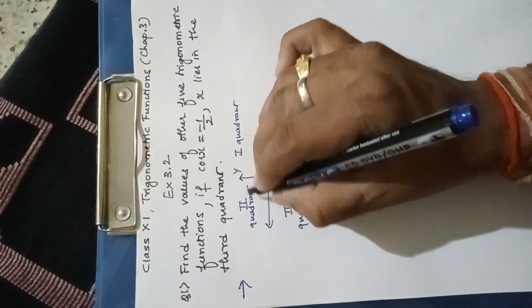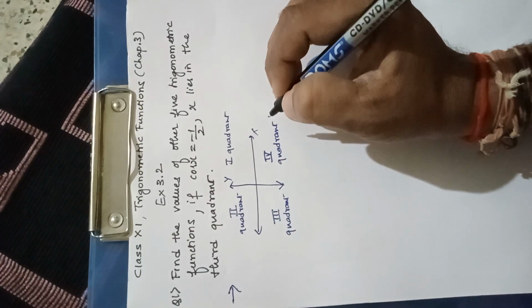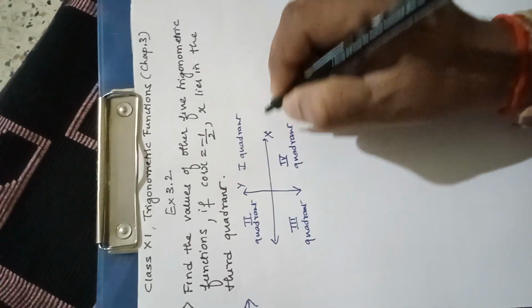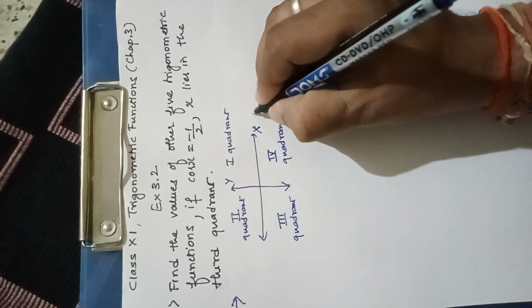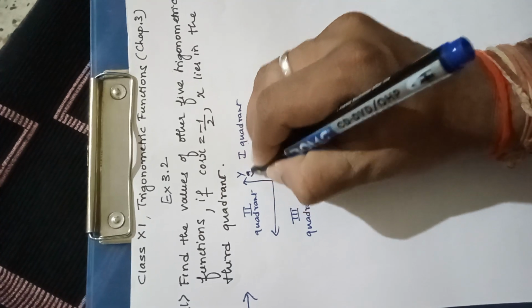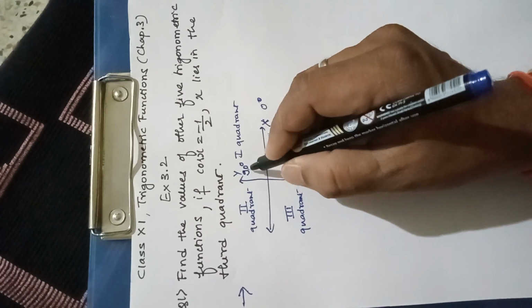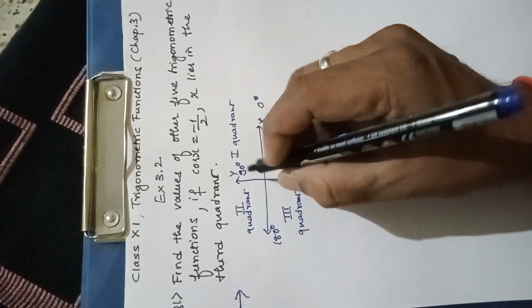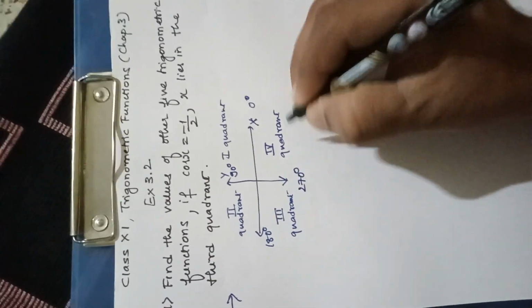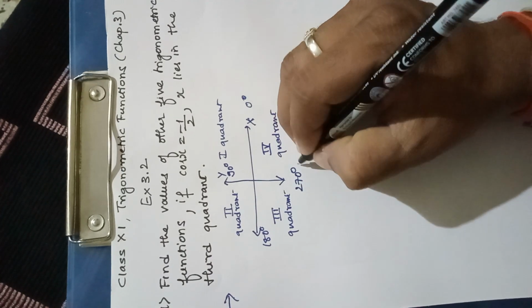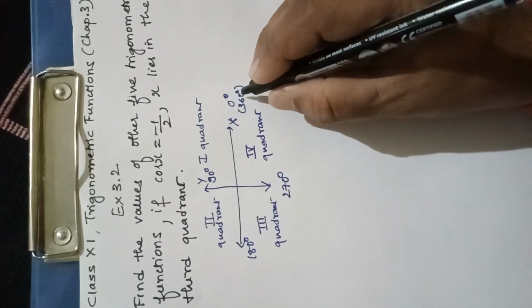Keeping this as the first quadrant, we have to go anti-clockwise and call this second, third, and this one the fourth quadrant. Now the values of x or theta will vary from 0 degrees to 90 degrees in the first quadrant. In the second quadrant, the angle varies from 90 degrees to 180 degrees. In the third quadrant, it is from 180 degrees to 270 degrees. And in the fourth quadrant, it is 270 degrees to 360 degrees, again back to 0 degrees.